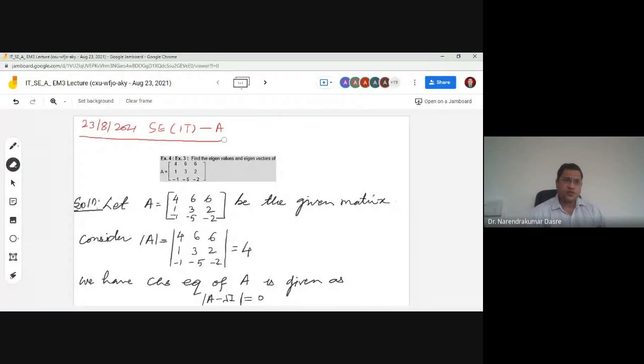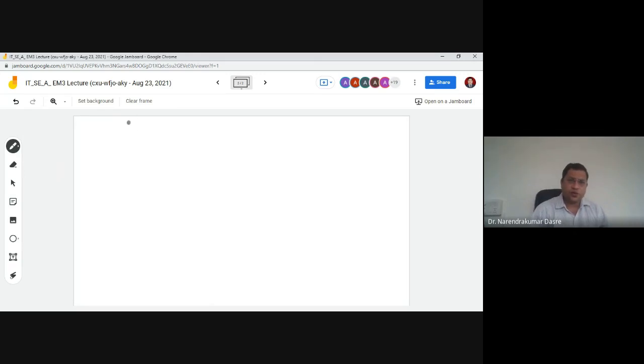So once we got this, now we need to show the calculation, whether we are able to get the same or not. So if I say we have the characteristic equation of the given matrix as determinant of A minus lambda I is equal to 0. Now let us have this. So what we got here, determinant of A.